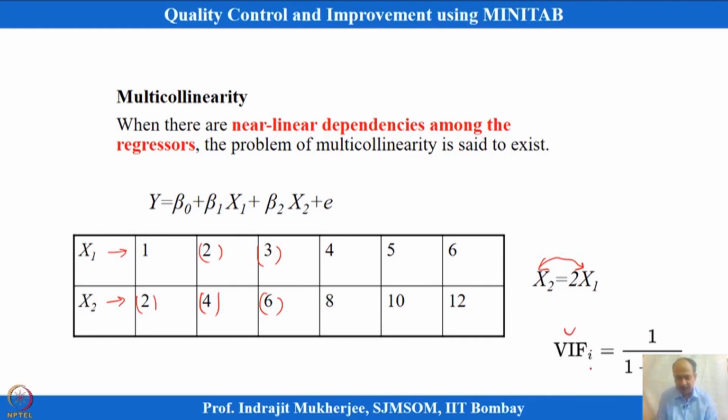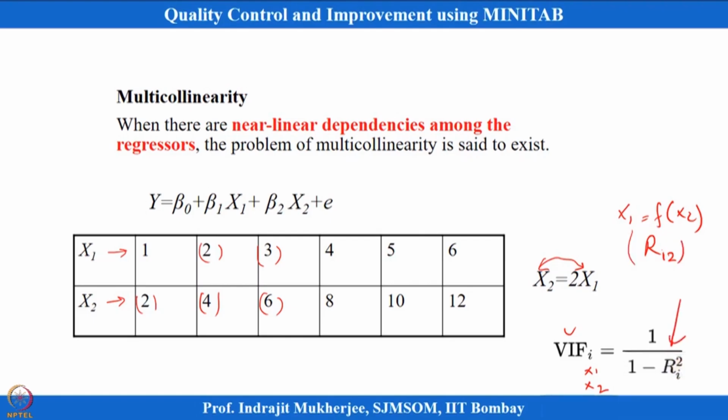So, I can calculate the variation inflation factor for x1, and similarly for x2, with only two variables here. Then I calculate an R square index, that is the coefficient of determination. The R square can be calculated where x1, let us say, is regressed as a function of x2, and then the R values are indicated. These values will be reported here. We can put that value in and get the variation inflation factor. The variation inflation factor for x1 will be the same as for x2, because there are only two variables here, x1 and x2.